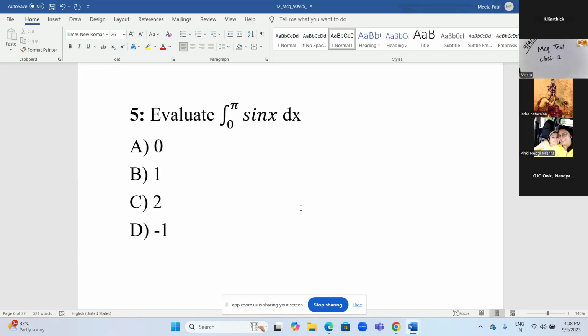Evaluate the integration from 0 to pi of sin x dx. So here you have the options as option A is 0, option B is 1, option C is 2 and the option D is minus 1.